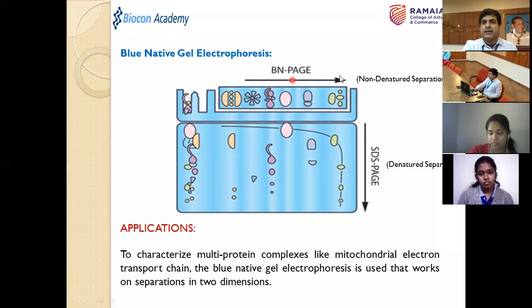So the first separation is under non-denatured condition, and then the second separation is under denatured condition. This is the technique, so again a two-dimensional technique. First separation is under non-denatured, and the second dimension is under denatured condition. So this is also another technique which is used particularly to analyze multi-protein complexes like the mitochondrial electron transport chain, or to characterize again how many monomers are present in the protein.